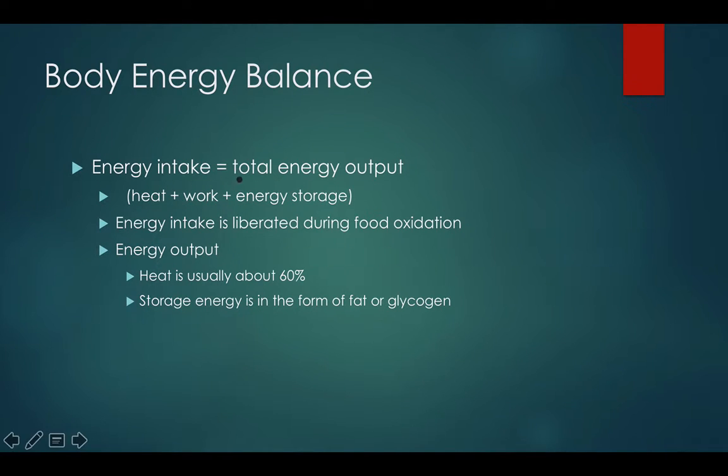The next video we're going to talk about is how your body uses energy and balances energy as well. So, energy intake is the total energy output. You take your heat plus the work that you do plus the energy storage, and that gives your energy intake. Energy is liberated during food oxidation. Energy output occurs in the form of heat, usually about 60%, and then you also store energy in the form of fat or glycogen.